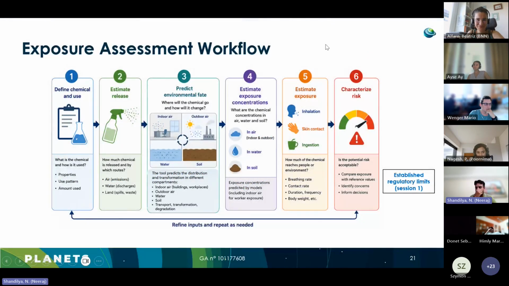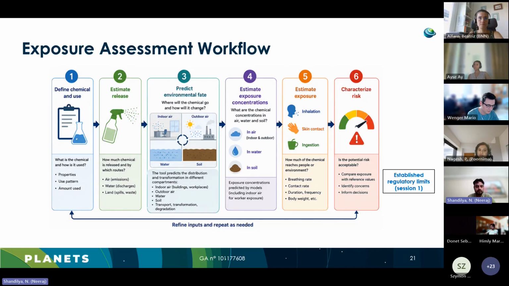Okay, well, now since we have established that we have a common understanding of what is exposure, how this thing generally works, I will go through the workflow. How do we assess the exposure? So first, it all starts with defining the chemical. By chemical, it could be any substance. So I just included chemical here, but it could be anything.